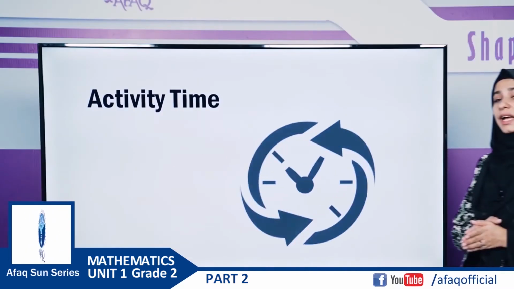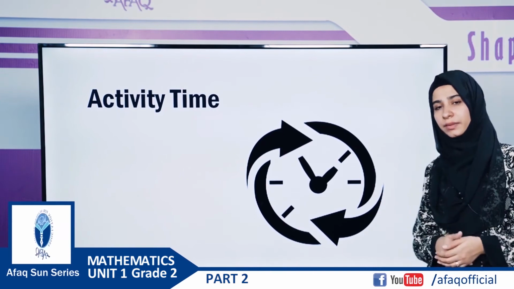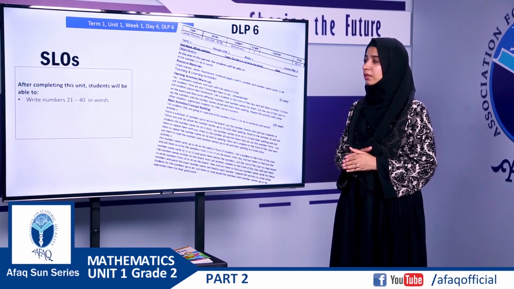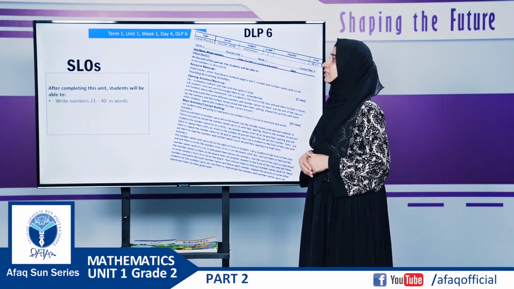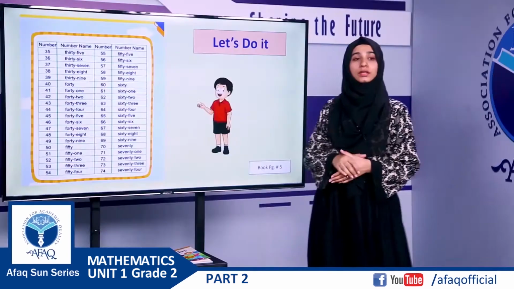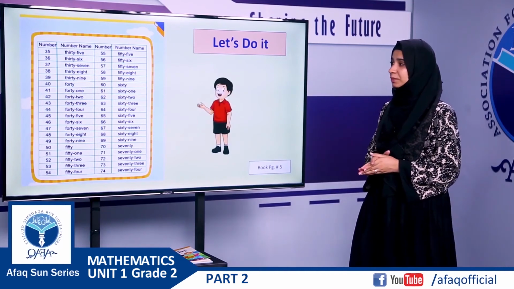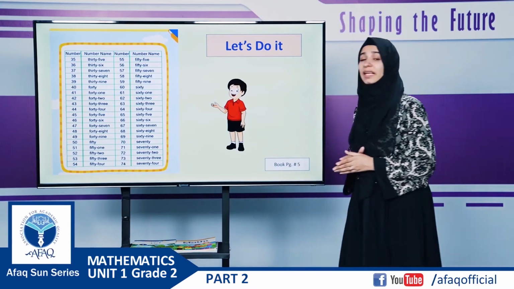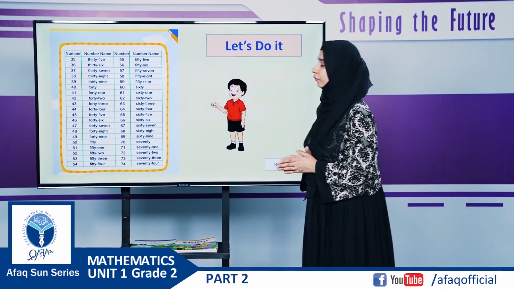So students, I hope that you have done the previous worksheet with the help of your parent and teacher. Now let's move to our next activity. So in this lesson, we'll be covering only one SLO, that is about writing numbers 21 to 40 in words. And to cover this SLO, the complete methodology has been given in DLP 6, day 4 of week 1, unit 1 of term 1. So students, now open up your book page number 5. So on this page, they have given us counting from number 35. So you could take help from your previous page to find the counting from 20 to 34.